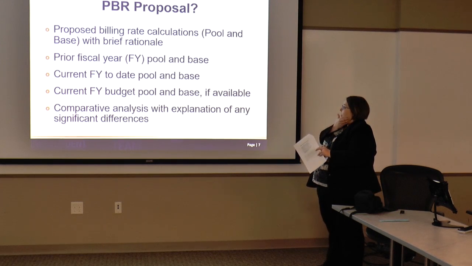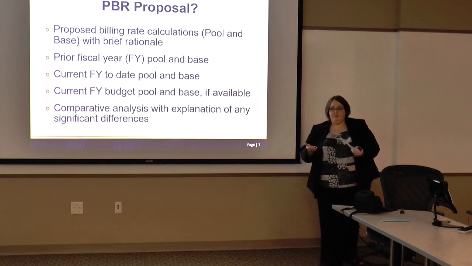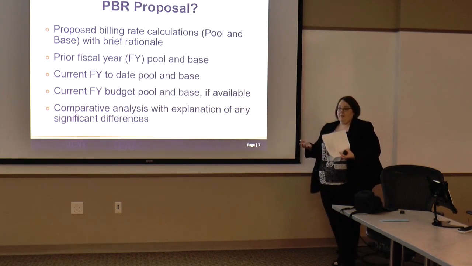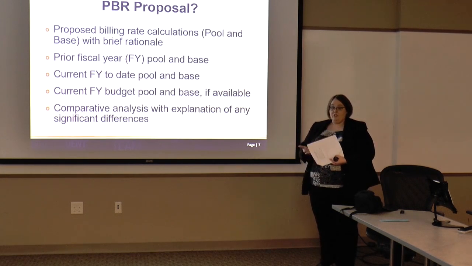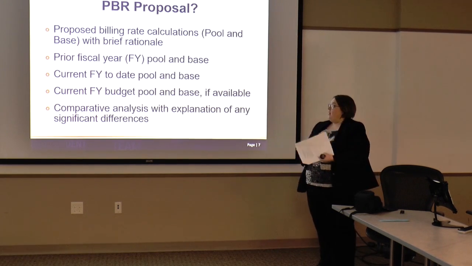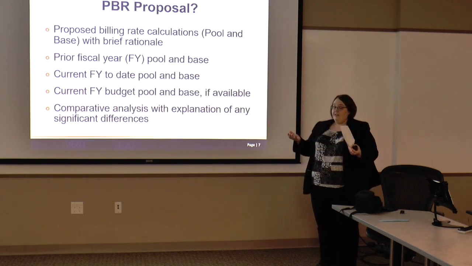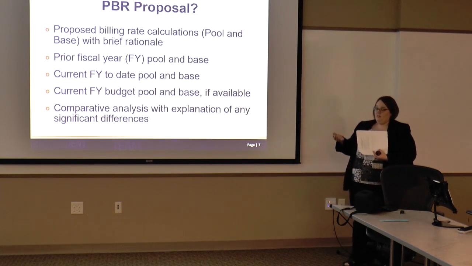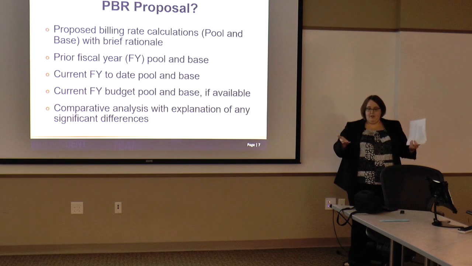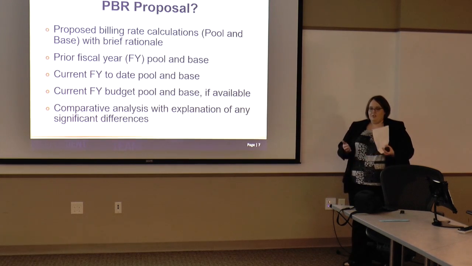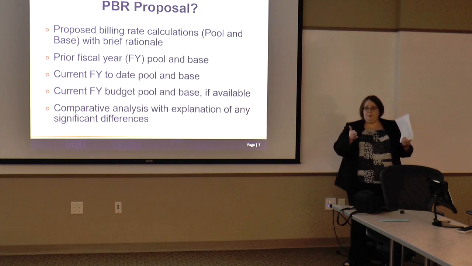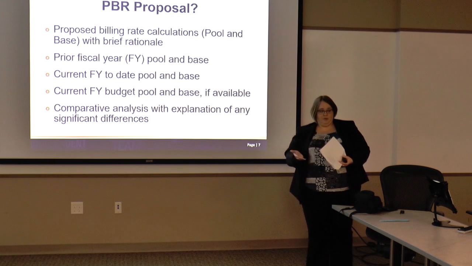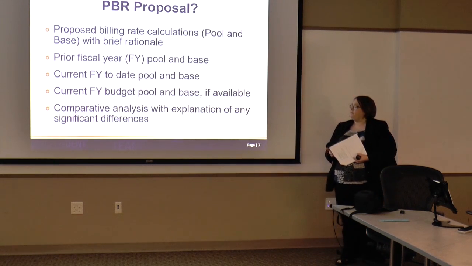So what should be provided? Obviously the calculations with a brief rationale to say what makes up the pool cost and what makes up the base. Like, how did you arrive at your rate? How did you estimate your cost? And then also the prior year pool and base. It's good because we do comparative analysis. If it's not included, we'll request it if we don't have it in our file. For contractors who have contracts we audit on a year-to-year basis, we have a database established where we retain this information.